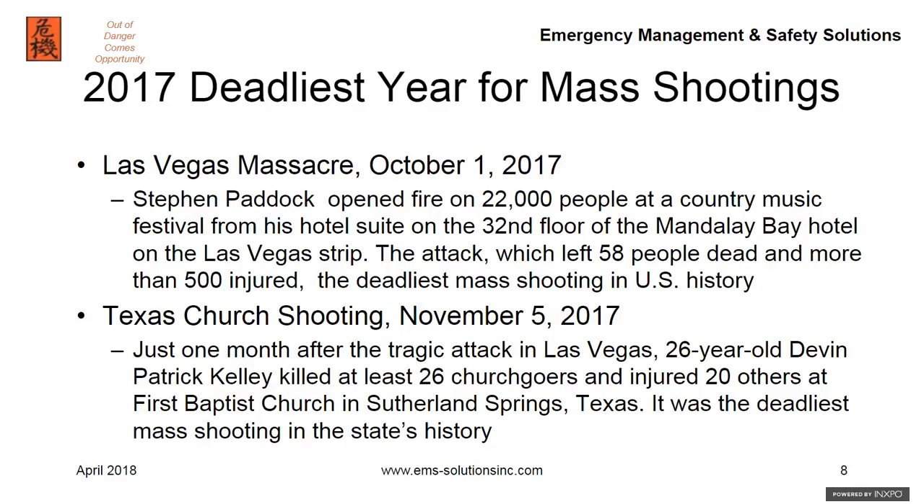The Las Vegas massacre, of course, we're all very familiar with, on October 1st, with literally 58 people being killed and over 500 injured, the deadliest mass shooting in the United States now. And then the Texas shooting, which was about 35 days later, of which we had 26 churchgoers who were killed and 20 injured.